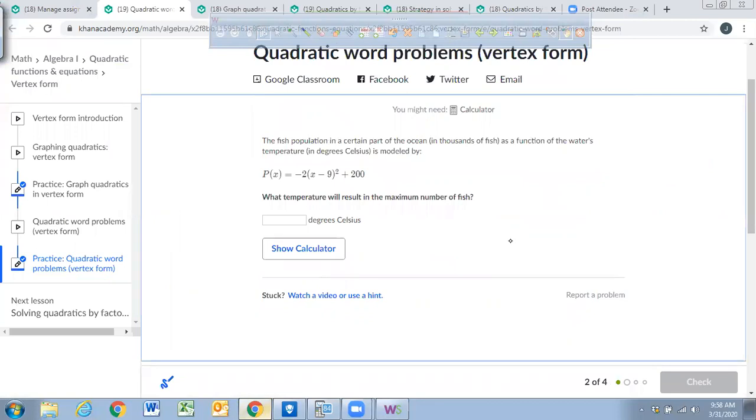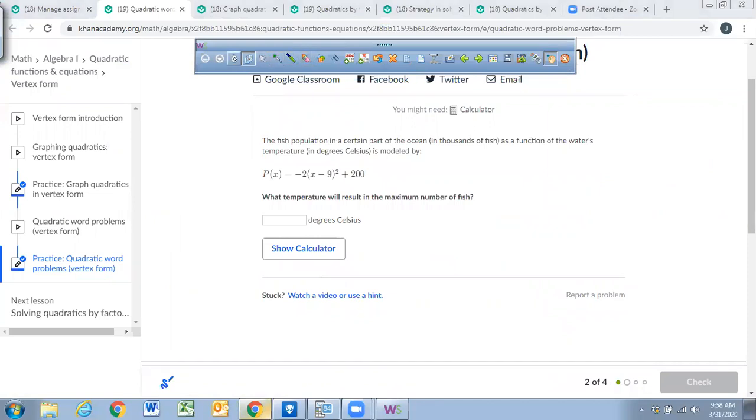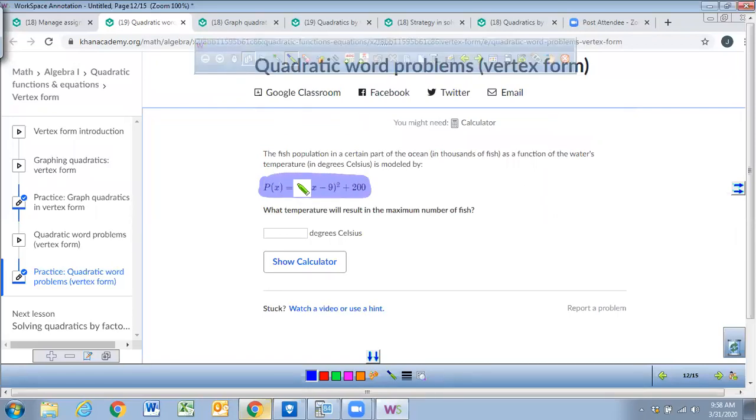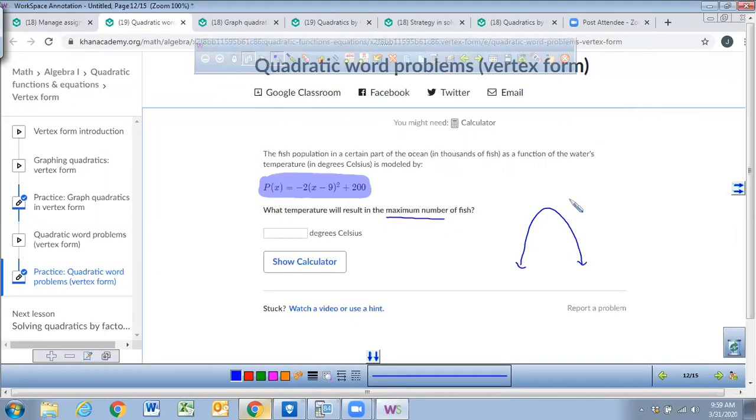All right. This is going to be the last one that we do, and we'll call it a day. Right now, I want you guys to look right here at this equation. It says, what temperature will result in the maximum number of fish? What does that mean? That means we have a parabola. It's going to look like this. It's going to go up and go back down. It's dealing with the maximum number of the fish.